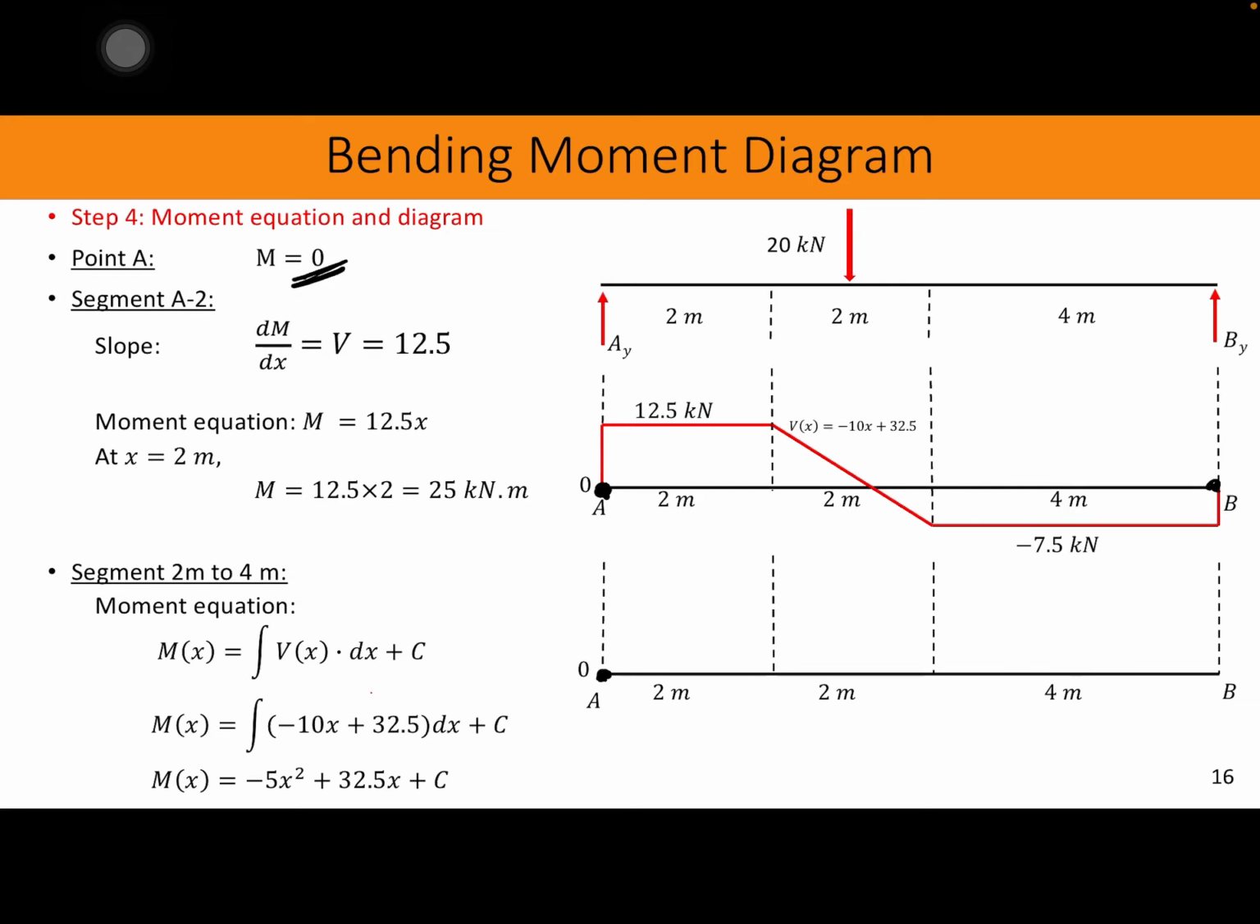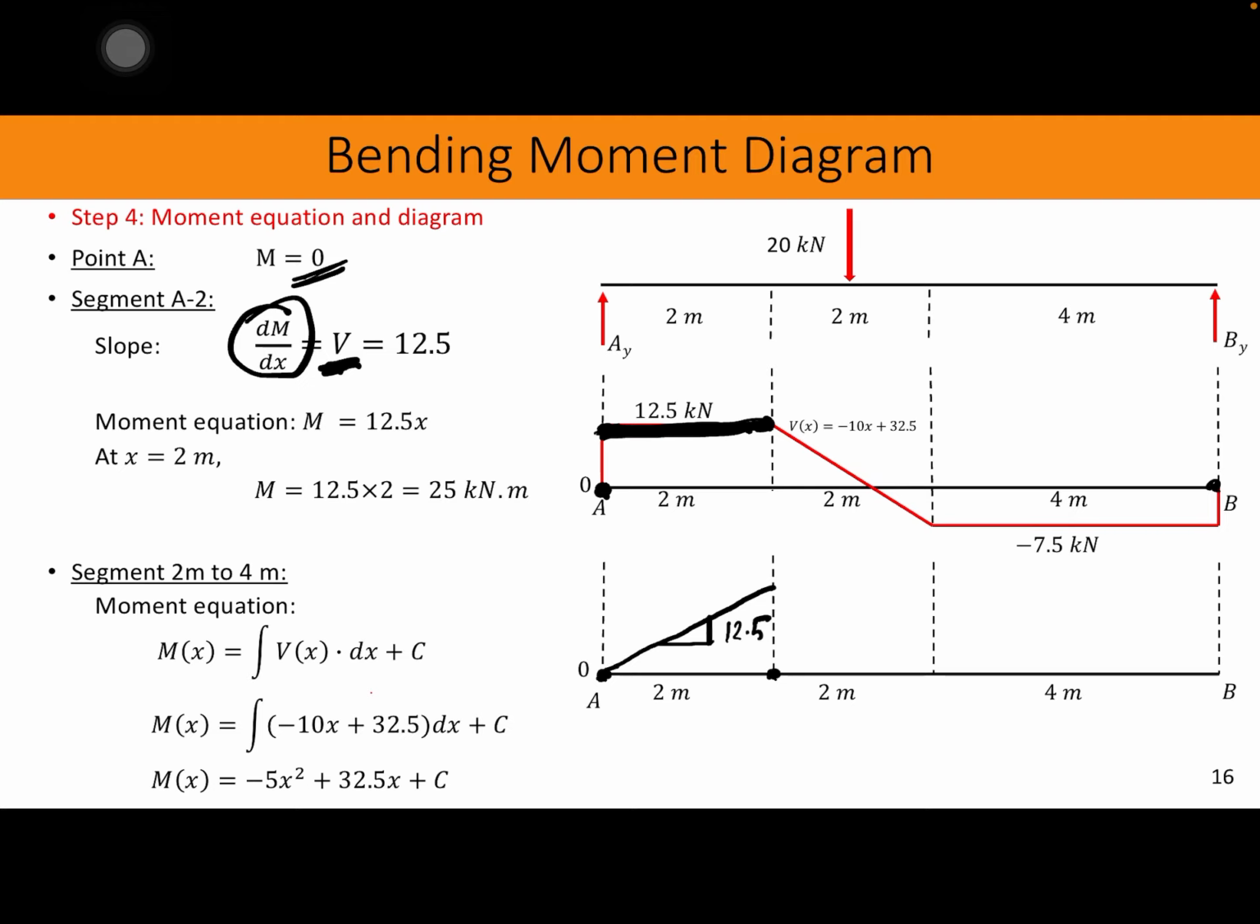However, from point A to 2 meter, how is the moment changing? The shear is a flat line, which means in this diagram there will be a line with a slope, but we don't know that slope yet. The slope would be nothing but the shear: dM divided by dx equals the shear, and the shear from this point to this point was 12.5 kilonewton. So we have to draw a line with a slope of 12.5. Since the slope is positive, it's going this way.